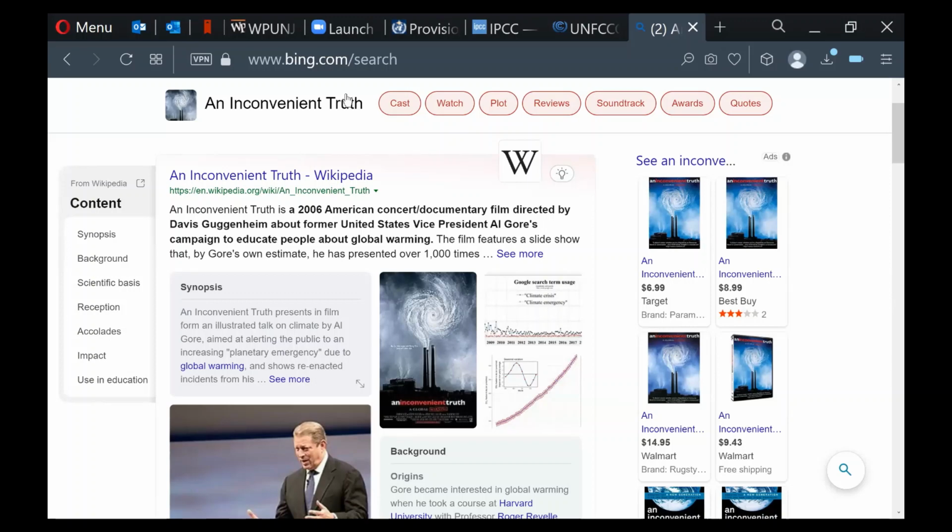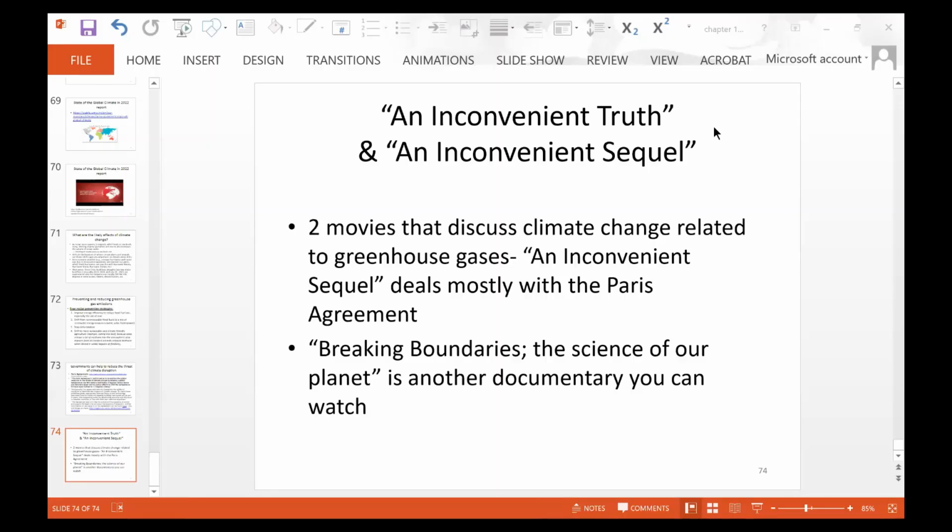But it is a very good movie, and if you're going to watch the sequel, you probably should watch An Inconvenient Truth first. And then there was another movie called Breaking Boundaries, The Science of Our Planet. And that's a recent movie, and that is also very informative and very interesting. And that brings us to the end of the lecture on the atmosphere and air pollution.